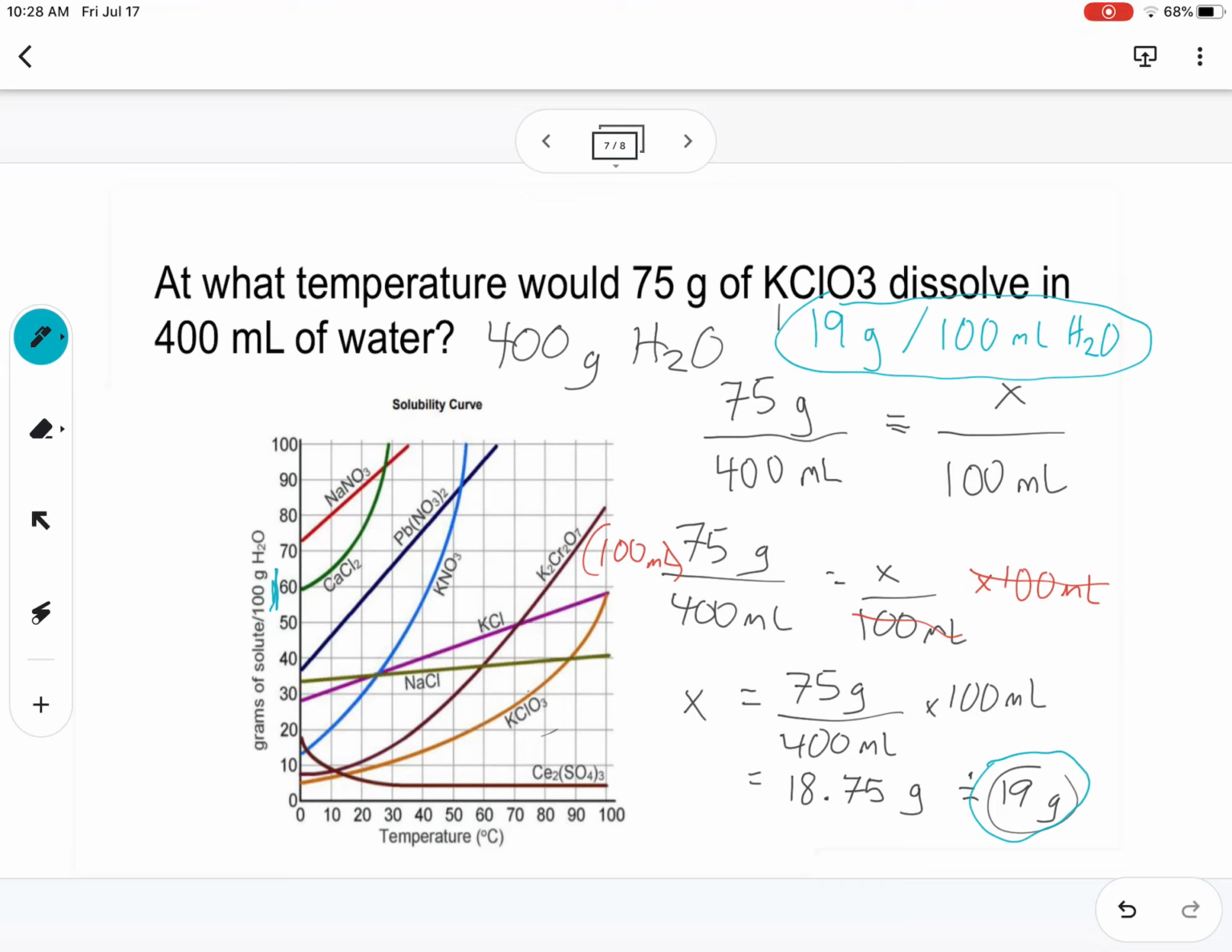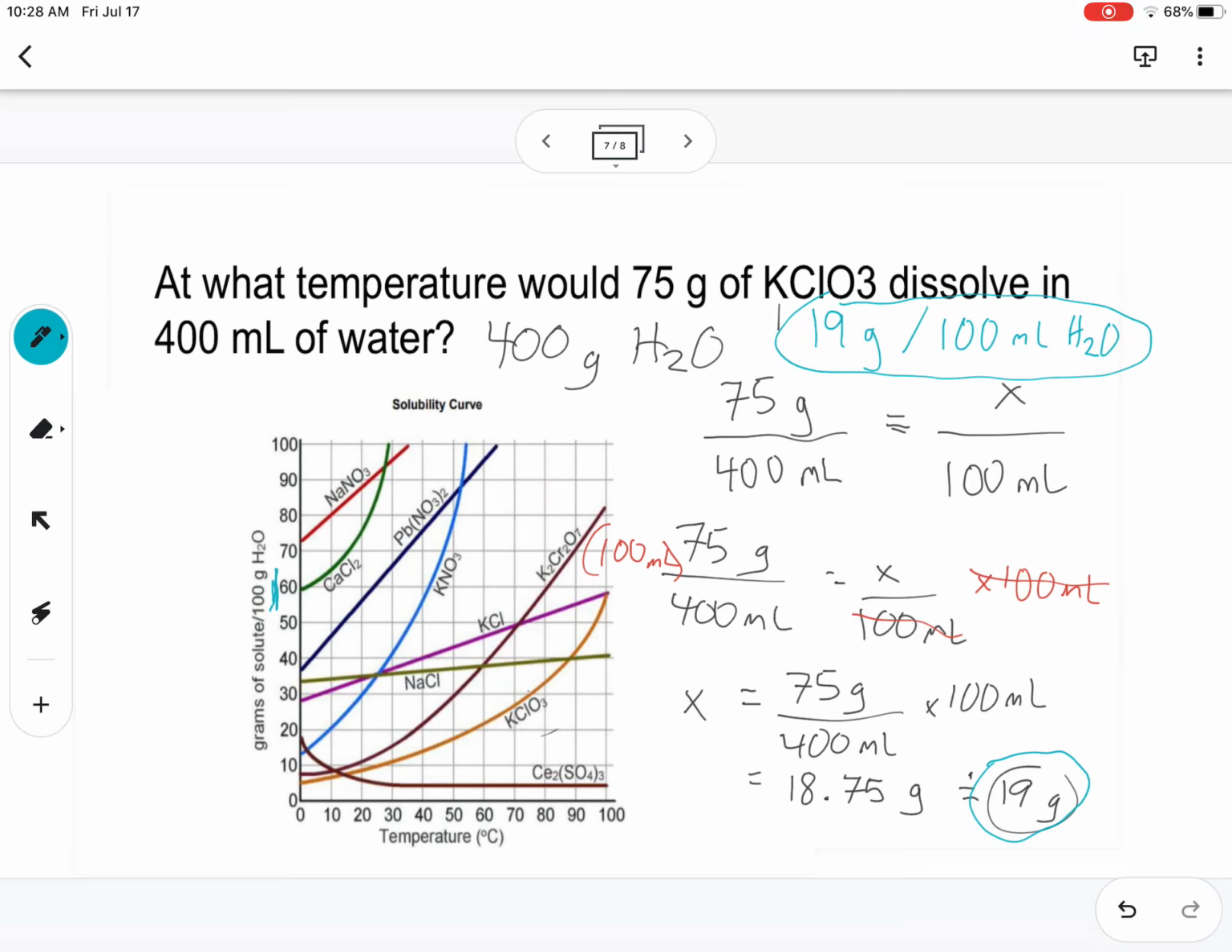So if I know that I'm looking for the temperature at which 75 grams of potassium chlorate can dissolve in 400 milliliters of water, then I know that's equivalent to the temperature that 19 grams of potassium chlorate will dissolve in 100 milliliters of water, right? Because that proportion is the same.